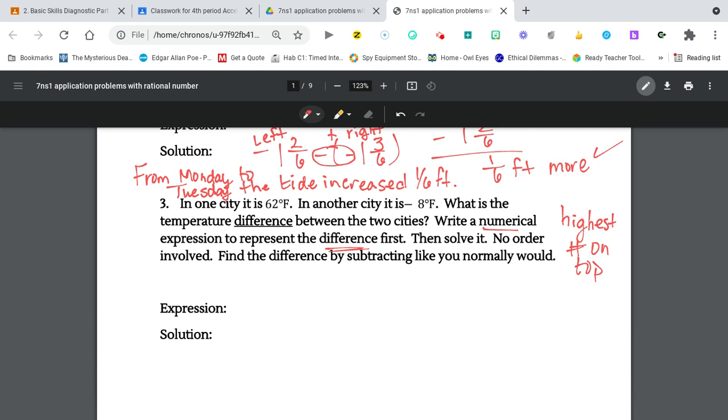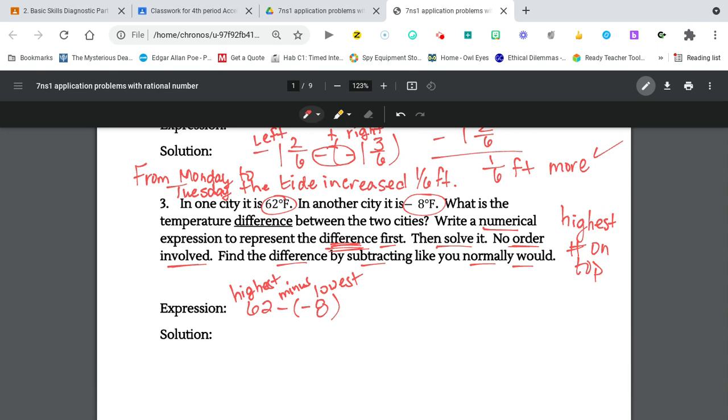So this says we need to write a numerical expression to represent the difference first. Then we're going to solve it. But be careful because no order is involved. I don't know what city we started in and what city we went to. So if there is no order involved, if you don't know where you started or where you ended, then you just subtract with the highest number first. So we're going to find the difference by subtracting like we normally would. The highest number is 62, so I'm going to have 62 minus the lowest number, which is -8. So highest number minus lowest number. That's the way we normally find difference, guys.